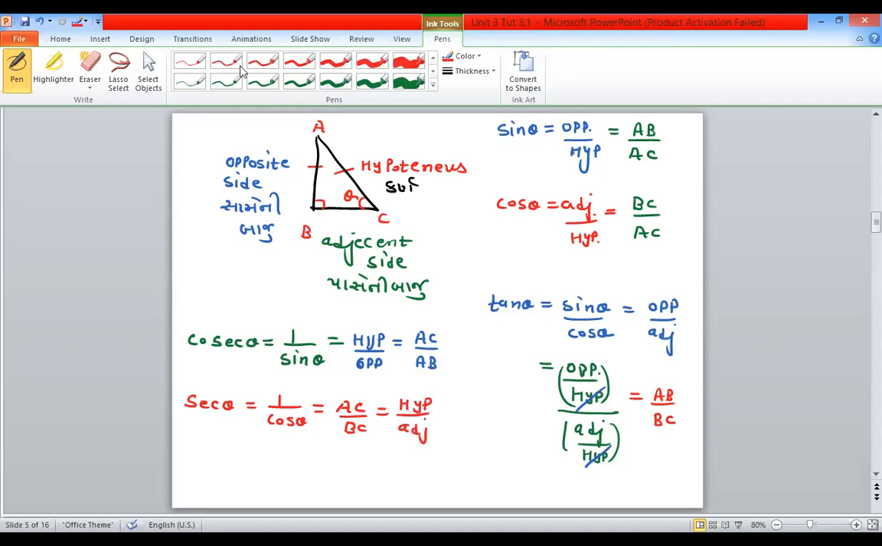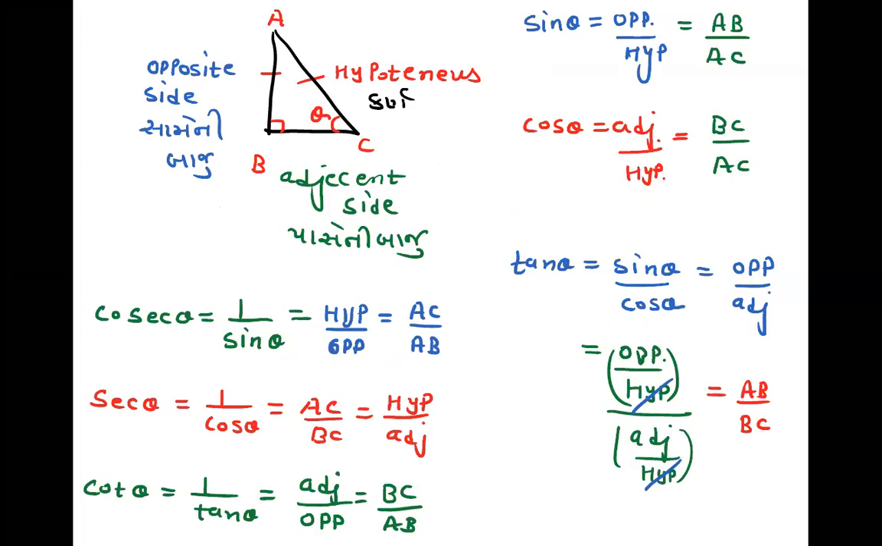And then look here, the last formula, for cot. Cot is the reciprocal of tan theta. That means tan theta is opposite upon adjacent. Now cot theta becomes the reciprocal of it. It's adjacent upon opposite. Reciprocal means interchange the numerator and denominator. This is BC upon AB. So this is the formula.